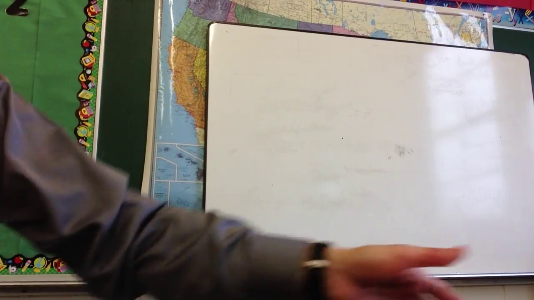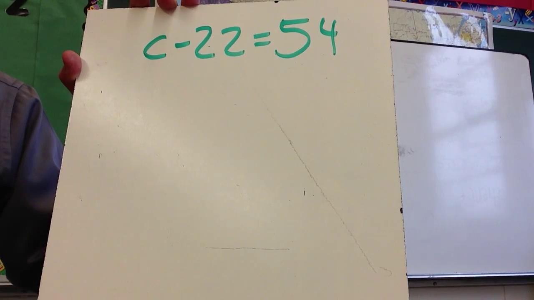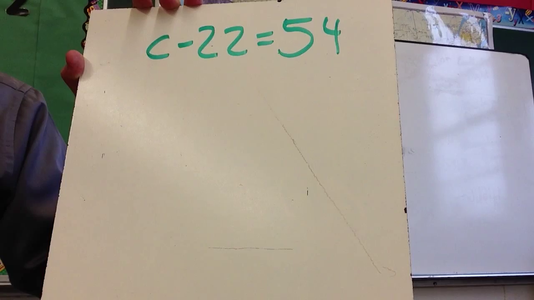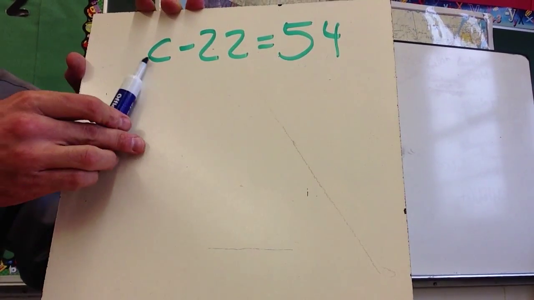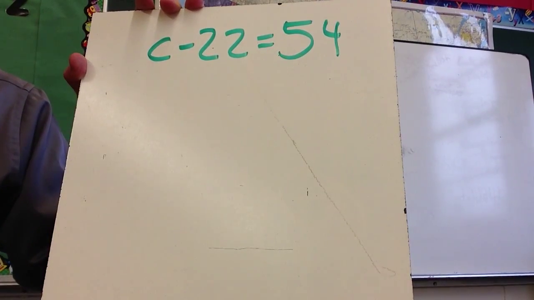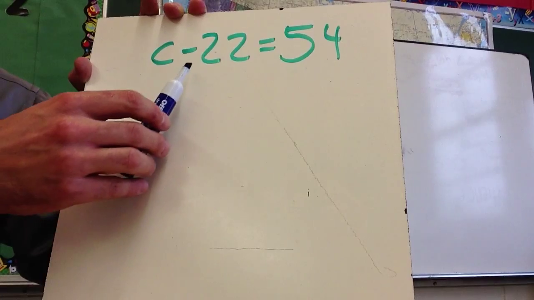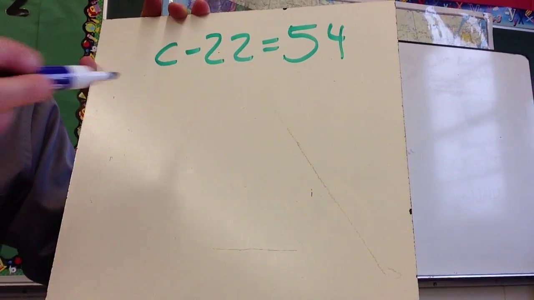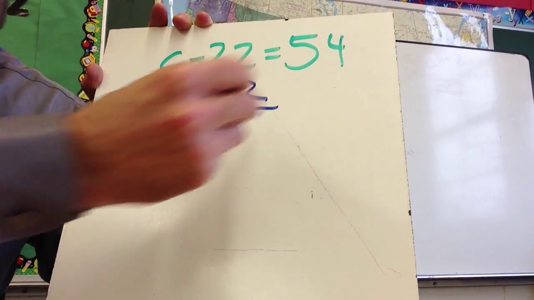So let's start with a problem like this. C minus 22 equals 54. And so my goal is that I want to isolate the variable. And the variable is C. And I want to get C by itself. So in this particular problem, I am subtracting 22, or I have a negative 22. And so the opposite of negative 22 is positive 22. And so what I'm going to do is I'm going to add 22 to this side.